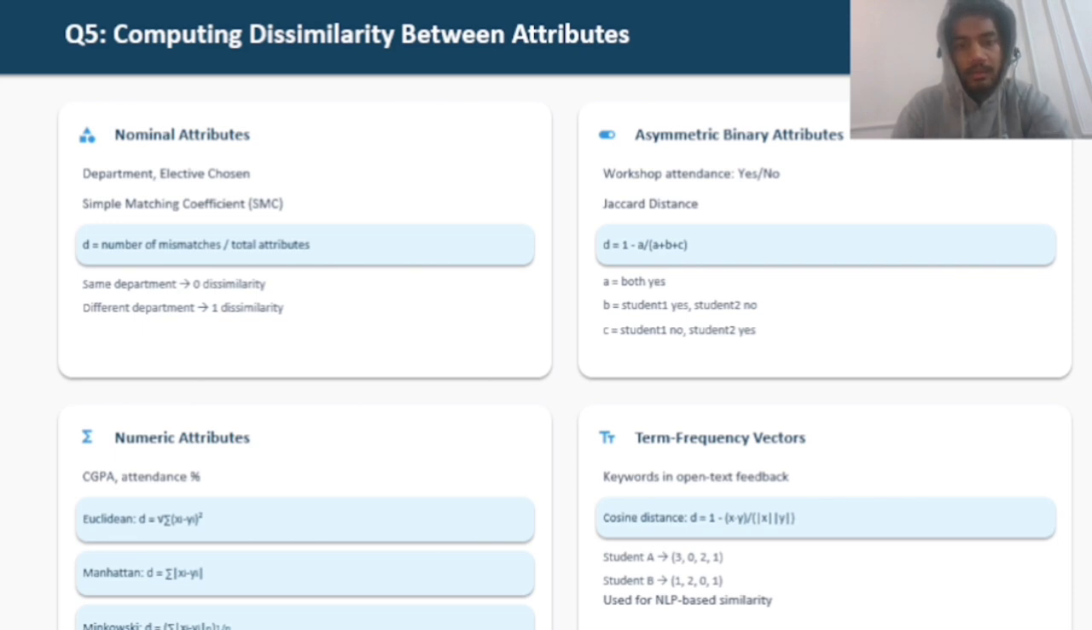In fourth part, we calculate term frequency vectors from text feedback. When students submit textual comments, we convert them to numeric vectors using word frequency. To compare them, we use cosine similarity, which is most common, or Euclidean distance. And that completes question 5.